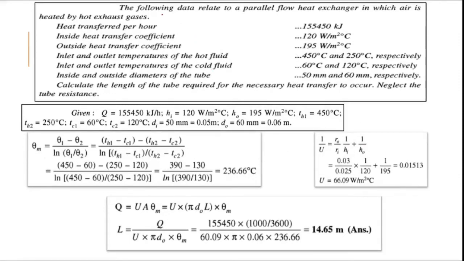So we have the first numerical. Here the data says that the following data relates to a parallel flow heat exchanger, in which air is heated by hot exhaust gases. So what is the cold fluid for us, air or exhaust gases? Air. Okay, so air is the cold fluid, and these exhaust gases will be the hot fluid for us.